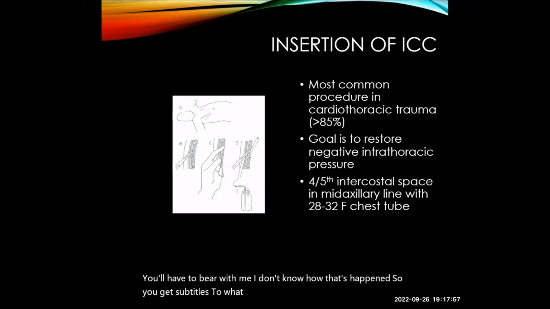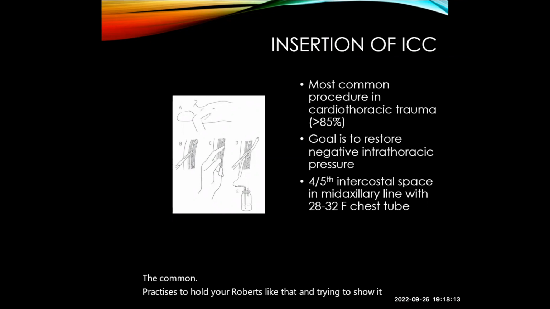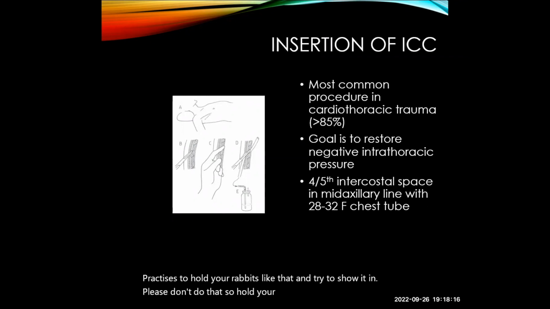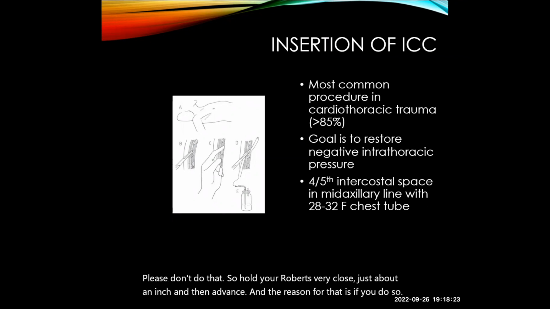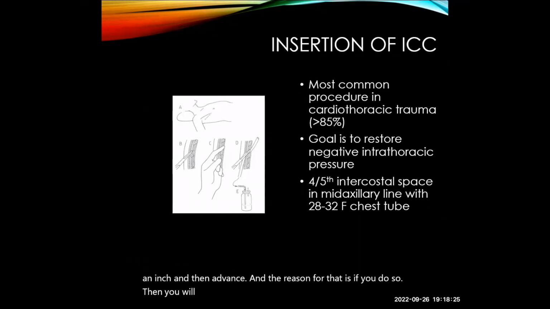So the key is, if your Roberts is like this, and once you've gone to the intercostal space, that's where you are, your finger dissected and you're feeling the pleural space, the common practice is to hold your Roberts like that and try to shove it in. Please don't do that. So hold your Roberts very close, just about an inch, and then advance. The reason for that is if you do so, then you will not go straight deep diving into the chest and cause damage to things like your heart or your liver.